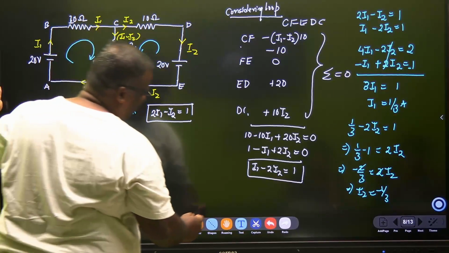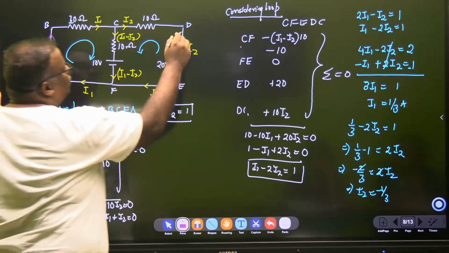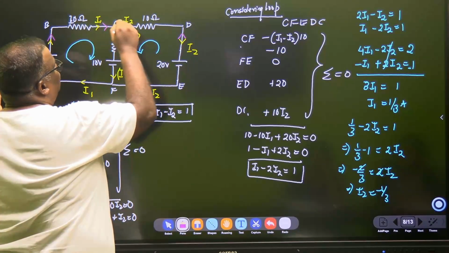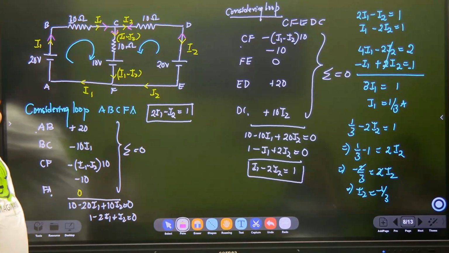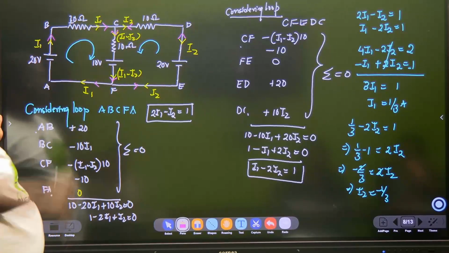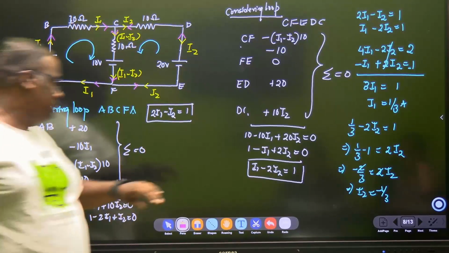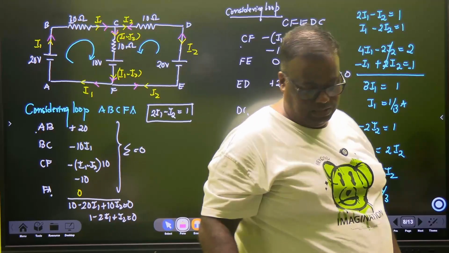This is what you are learning. I1 would have come out from here, I2 would have come out from here, both would have combined and flown through here, and then again come out from here. So next time you see this, keep that in mind so that your answer comes correct at the first go. Clear? Okay.